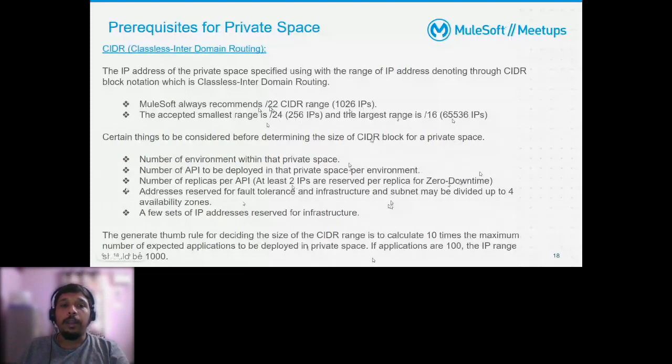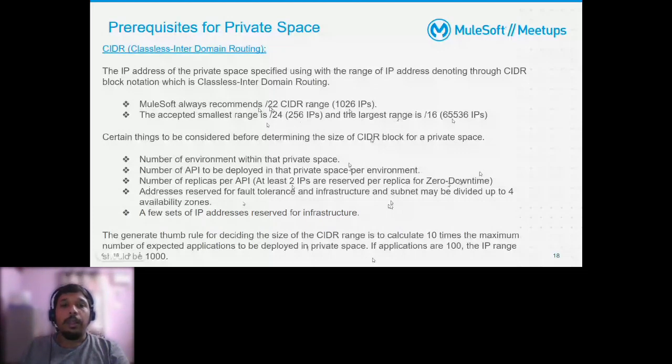Okay, and then how many replicas you are going to increase for that API. For example, in dev and SIT, you may not be increasing the replicas for the API, whereas in UAT and production, you will be having a number of replicas more than one. So for that also you have to consider.